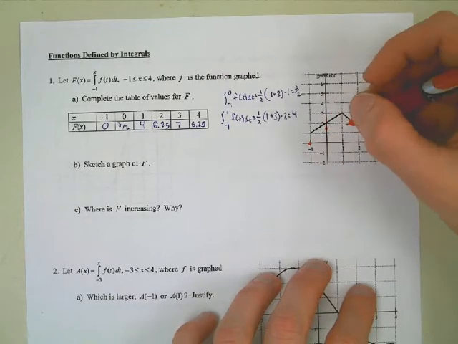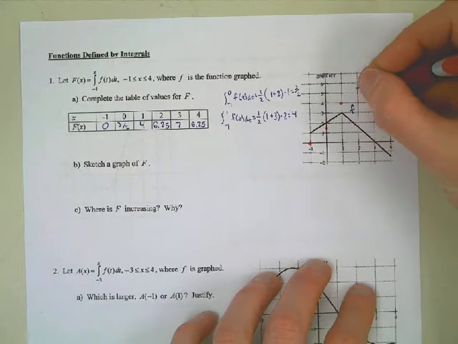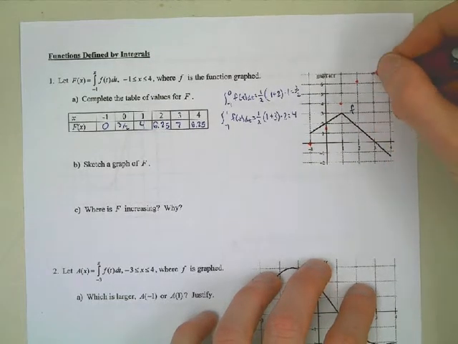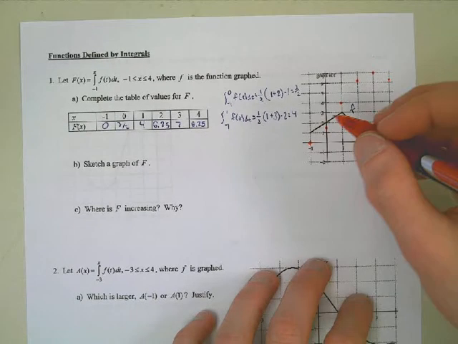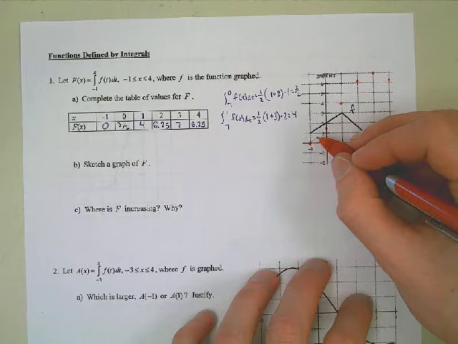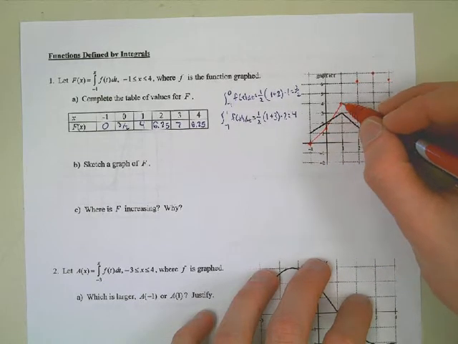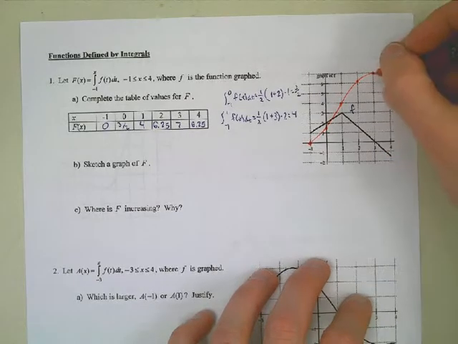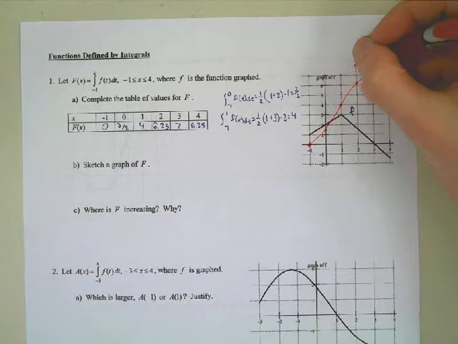And then 1, 4. 2, 6.25. 3, 7. And then 4, 6.25. And again, I'm not going to worry too much about making a smooth curve. I mean, you can if you want. I guess I will do it. Never mind, I just said that I wouldn't, and I'm doing it right now. Okay, there it is. So there's maybe a potential graph of capital F of x.